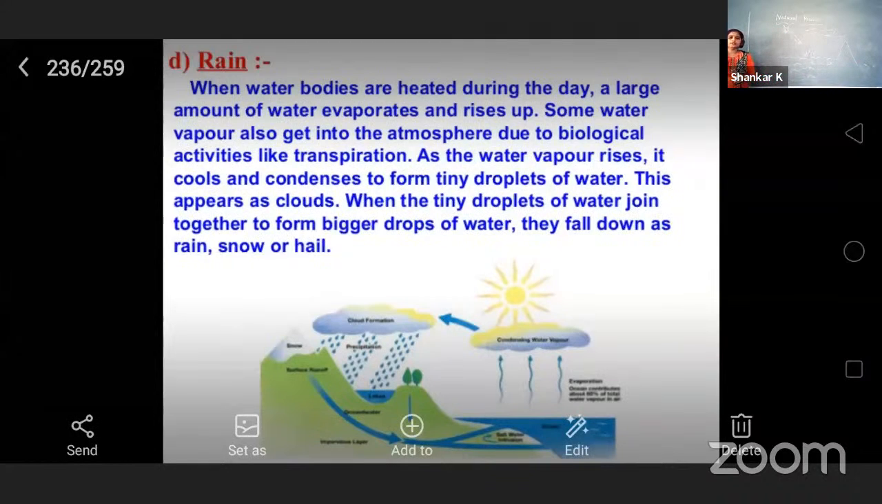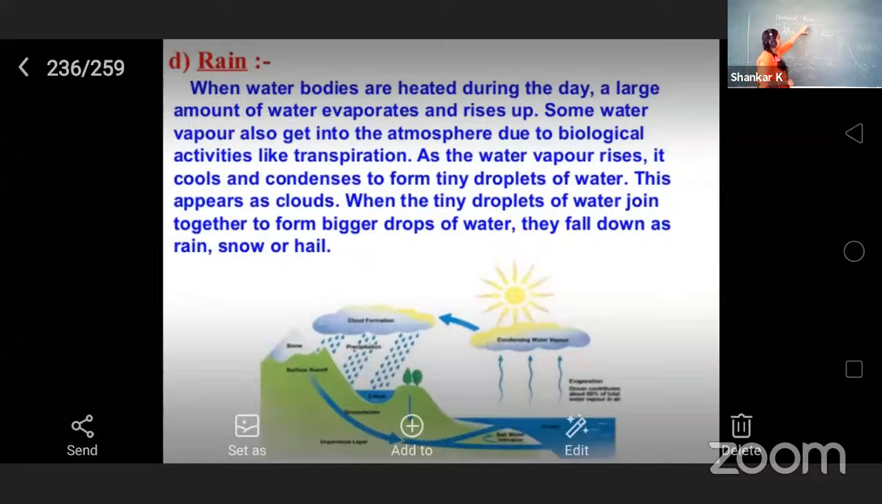When the tiny droplets of water join together, they form bigger drops of water. So these tiny water droplets become bigger droplets of water. The bigger droplets of water fall down as rain.